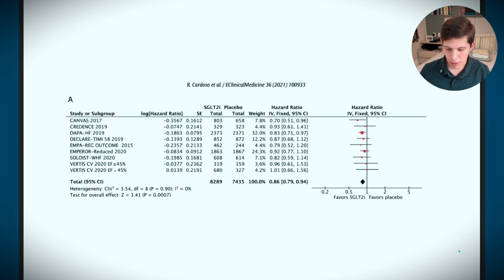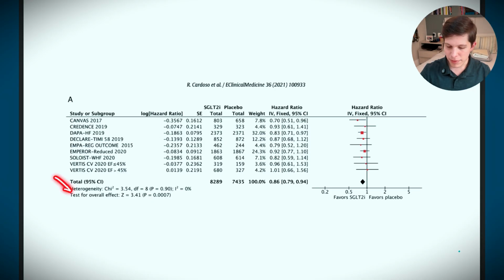Over here at the bottom, we have the p-value of the meta-analysis. Now, a statistically significant p-value should be less than 0.05. This here is 0.0007, which is much lower than 0.05. The meaning of this is that this particular meta-analysis is statistically significant.